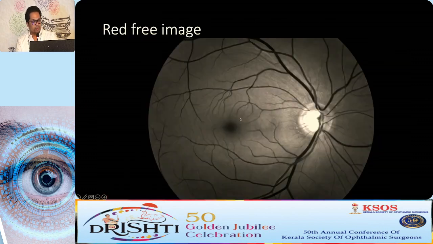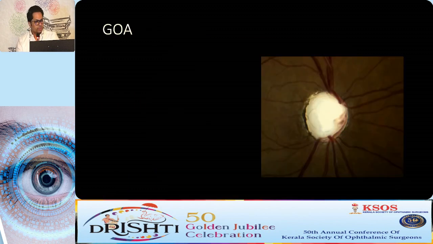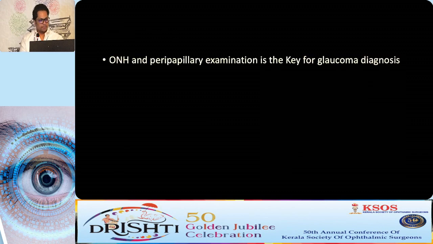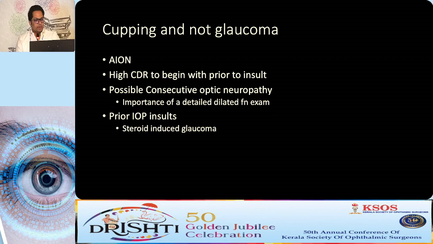Red-free images are a very useful way of assessing the RNFL changes. This is a picture of glaucomatous optic atrophy. Optic nerve and peripapillary examination is the key for glaucoma diagnosis. So can you have cupping and not glaucoma? Yes, like I already mentioned, AAION is an example.